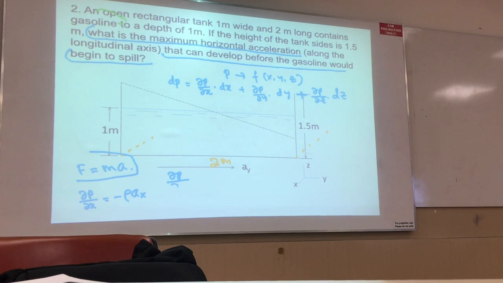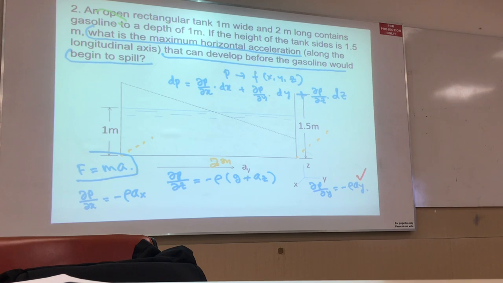Similarly, delta P by delta Z, I can write minus rho G plus AZ, right? Acceleration due to gravity along the Z axis. That's why G is present. So in the Y direction, I can write delta P by delta Y equals minus rho AY. Now you have to find the value of this for this question.